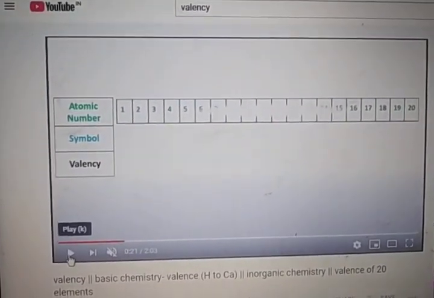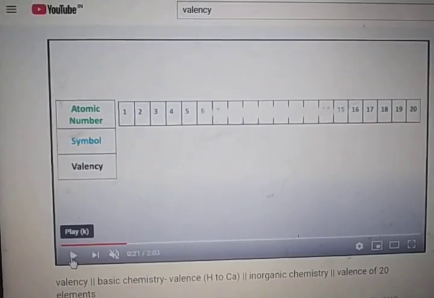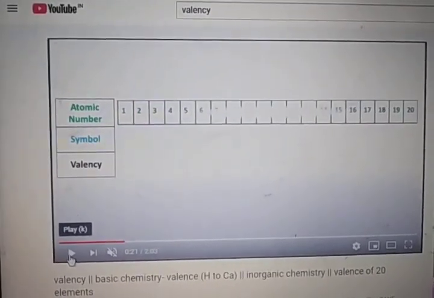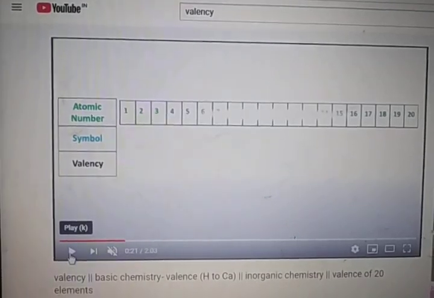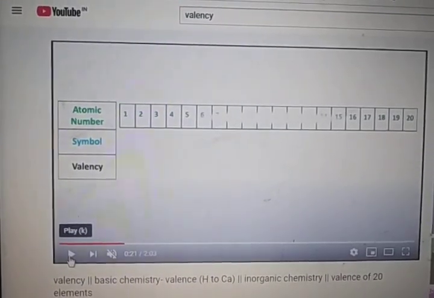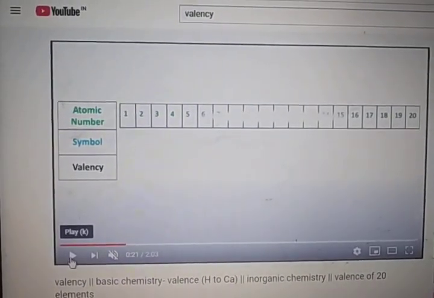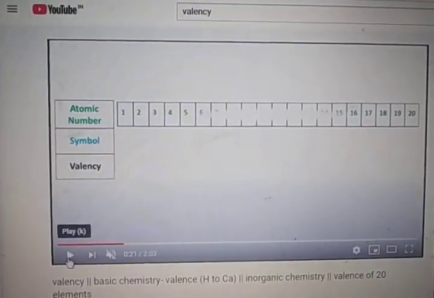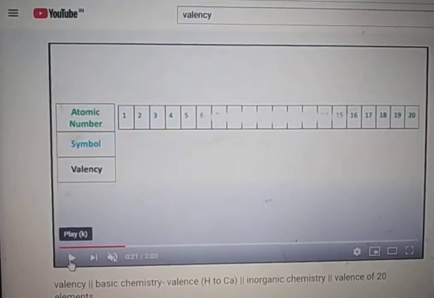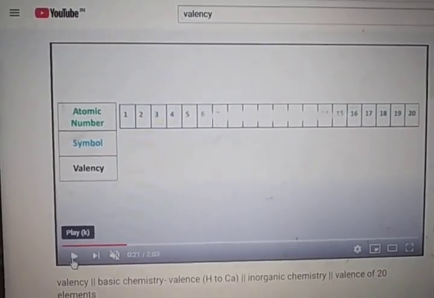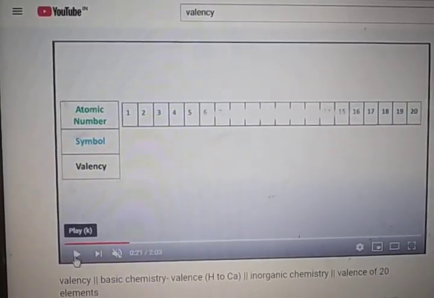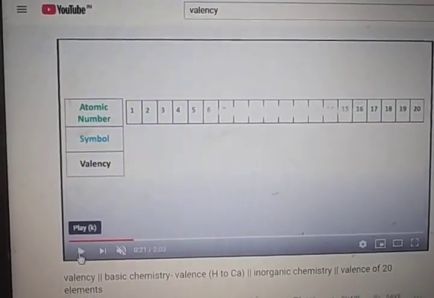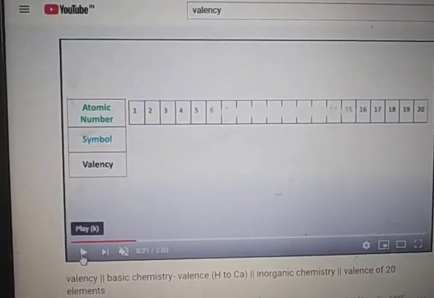We will study valency today. So, children, since the time we are born, we all have some relationships. Like, the first relationship we get into is with our parents, our mother and father. Then we have relationships with our siblings, other family members. Then we make relationships with our friends, pets, and so on.